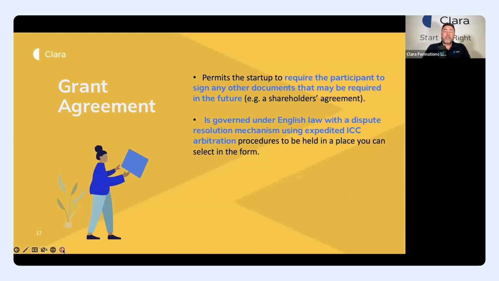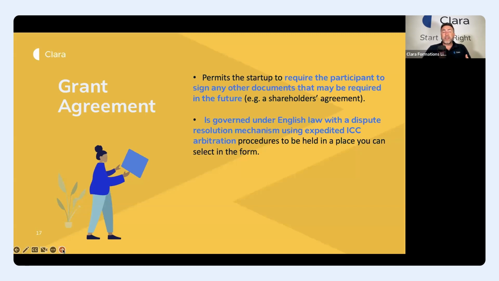One of the other things is, inside the agreement, it permits the startup to essentially force the parties or the employees, the participants of the plan, to sign any agreements that they may need to sign in future to continue to maybe even give them shares. It might be a shareholders agreement or any other documents that may be required, might be for an exit, that allow the company to essentially fulfill its obligations to grow and close equity rounds. So that's a key provision in the grant agreement.